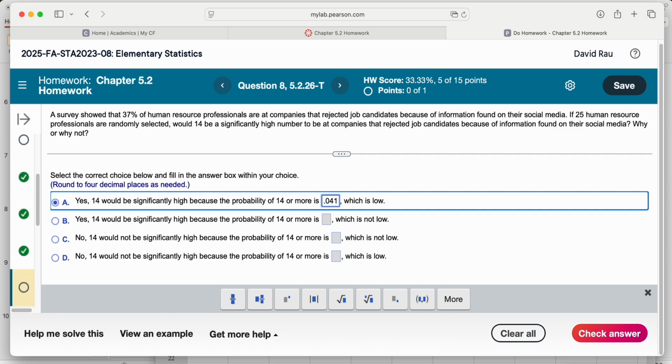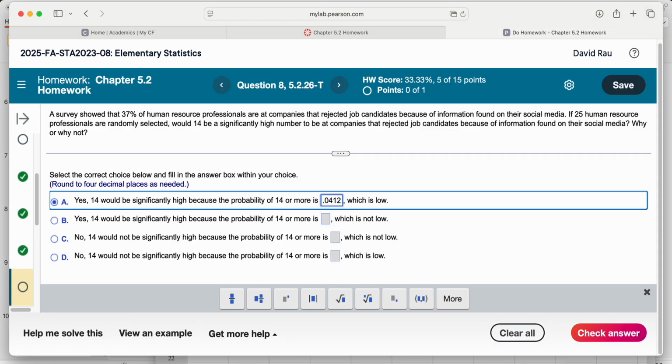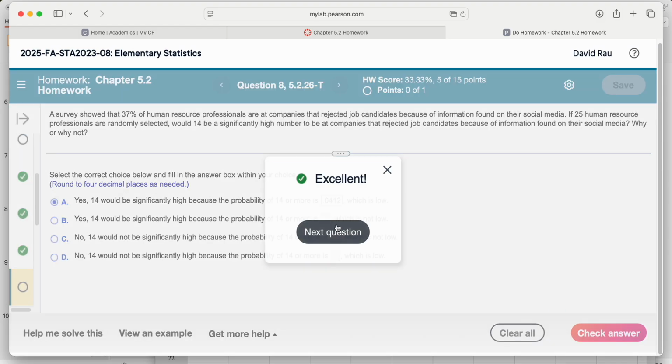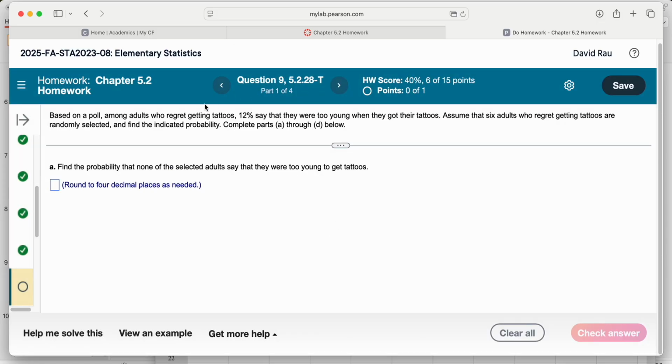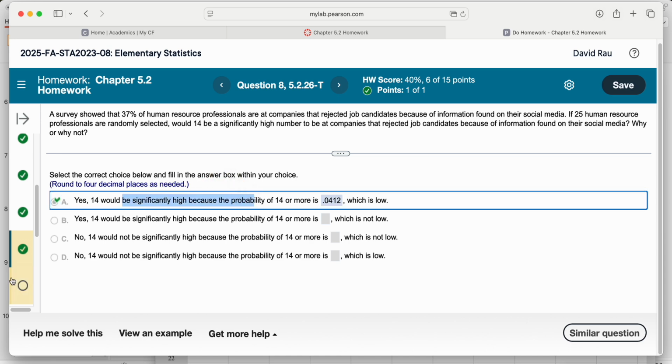Because they want that to 4 places, 0.0412. Now, why would that be significantly high? Because the likelihood of that happening is less than 5% of the time. And because its likelihood is very low, it means this result is significant because it's very rare. It's kind of like flipping the words there, but again, because the probability is so low, to get this value would be significant.